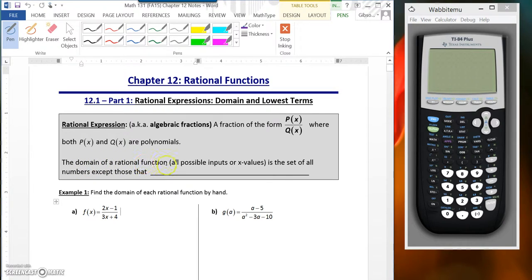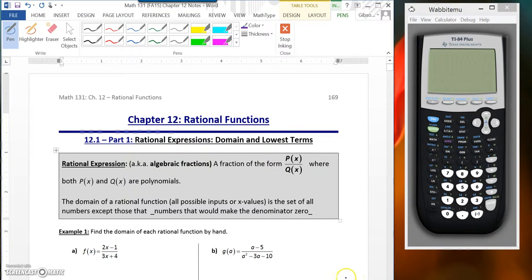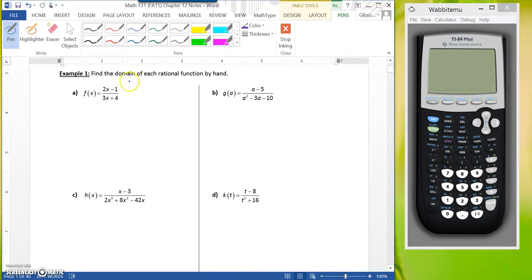The domain of a rational function, all possible inputs or x values, is the set of all numbers except those that would make the denominator 0. Numbers that will make the denominator 0. I took the liberty of typing this in instead of writing it so it'll be clearer for your notes. Okay, now we scroll down here a little bit. Now we start example 1.